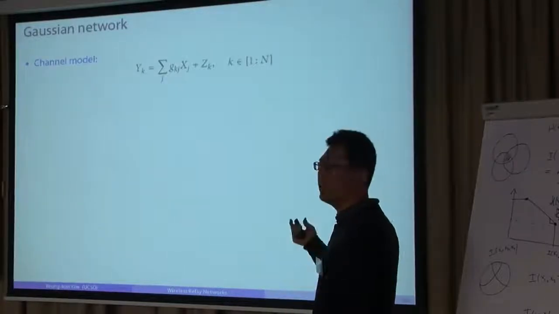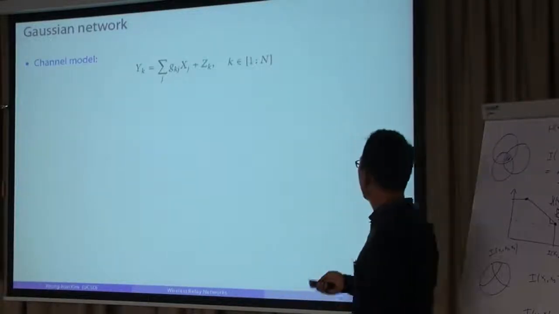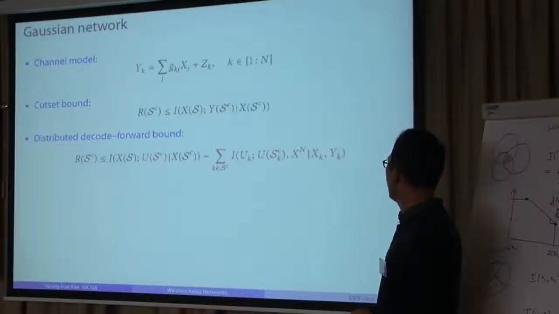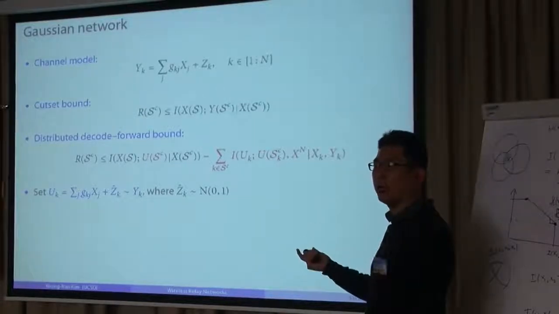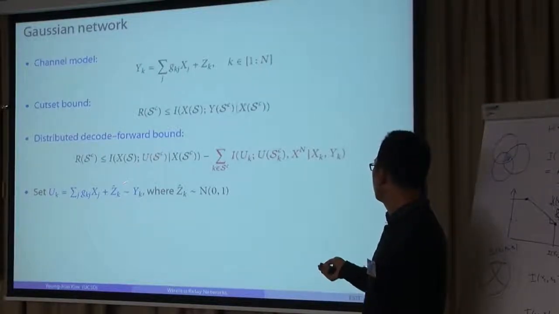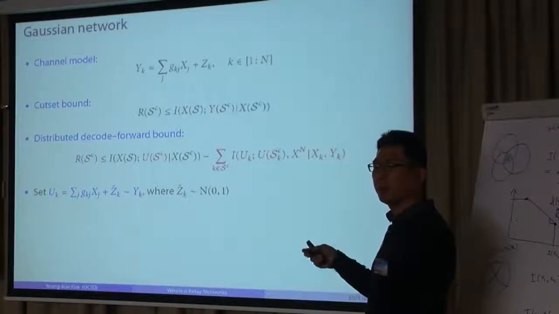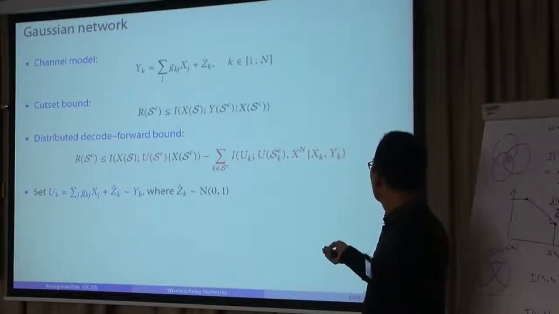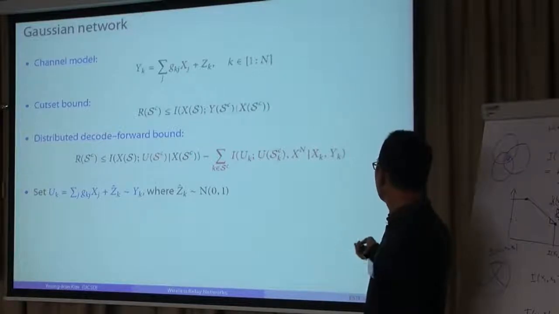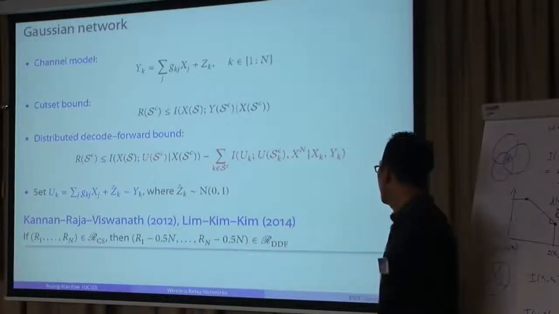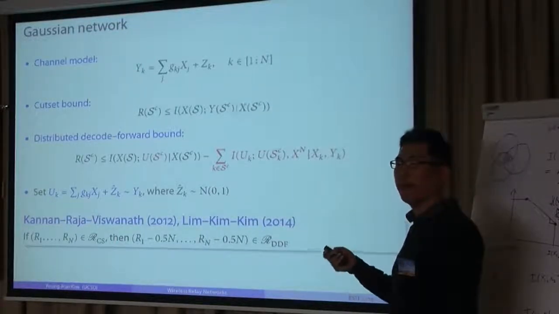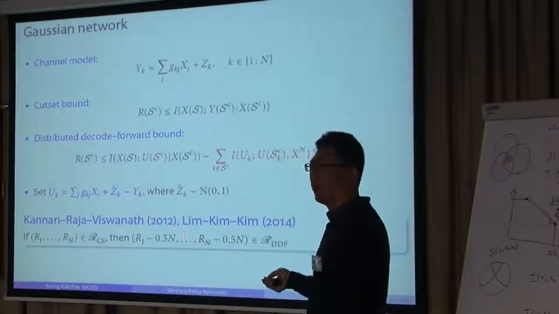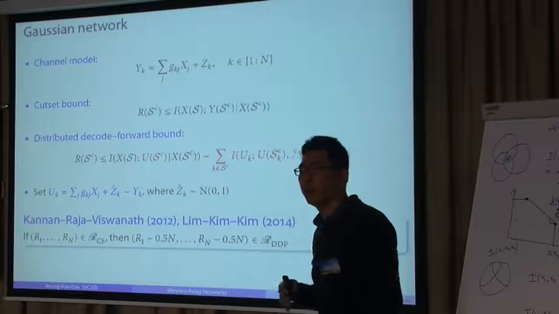And for the Gaussian channel, we can do the same thing as before, starting with the cut-set bound and the distributed decode-forward bound. We know how to choose U from our earlier exercise for partial decode-forward for the relay channel. So we choose U, which looks very similar to Y, except that they are conditionally independent. Then we have complete control over this term, and very good control over this term. And we can show that the gap between the cut-set bound and what we can achieve is 0.5n, where n is the number of nodes, regardless of the channel parameters for Gaussian networks.